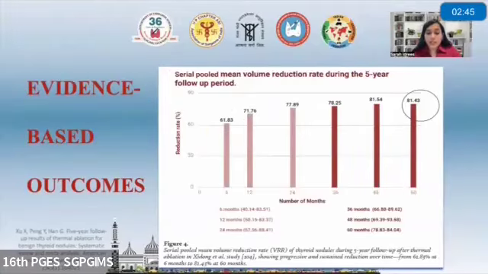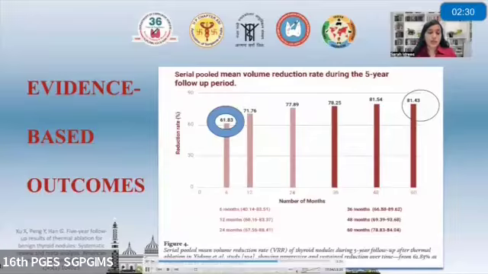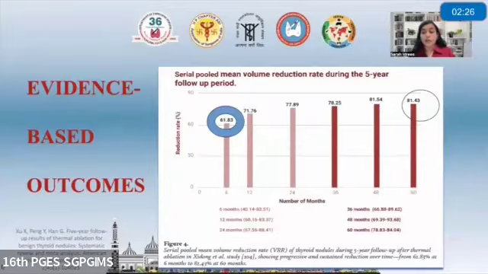Zhu et al. recently did a meta-analysis where he pooled the mean volume reduction rate of all the thyroid ablative procedures during the 5-year follow-up period. And he found that at 6 months, 61.83% volume reduction was seen, which only increased to 81.43% at the end of 5 years, which is quite significant.